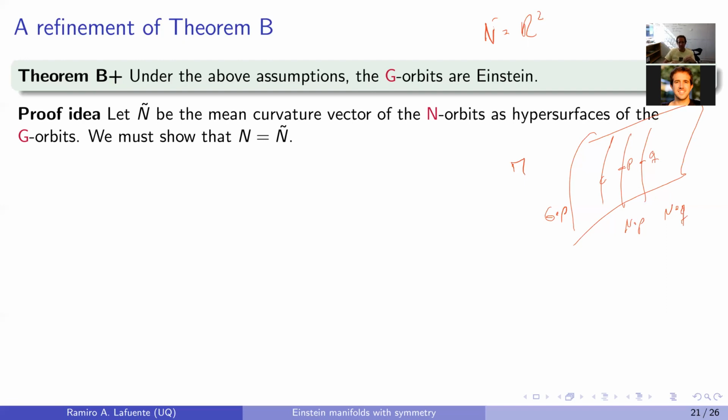So let us take ñ to be the mean curvature vector of these N orbits inside the G orbits, okay? So as submanifolds of a G orbit, there will be a mean curvature vector, ñ, right? And then there is also the mean curvature vector of the N orbits as submanifolds of M, right? Which might be different in general, of course, because the G orbits are not totally geodesic in M. So to prove Theorem B plus, we have to show that they are actually the same.